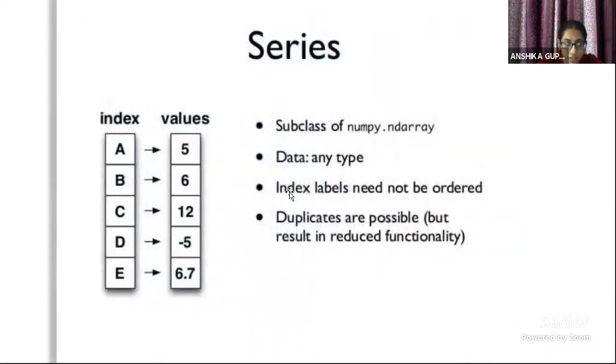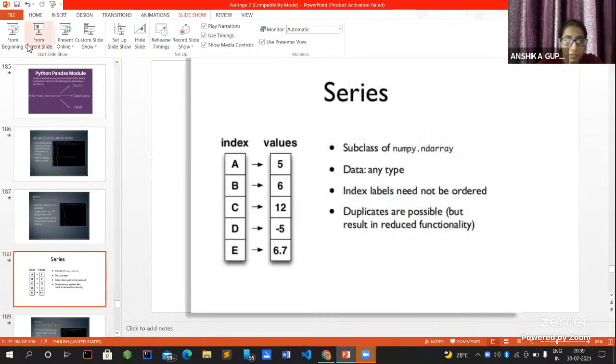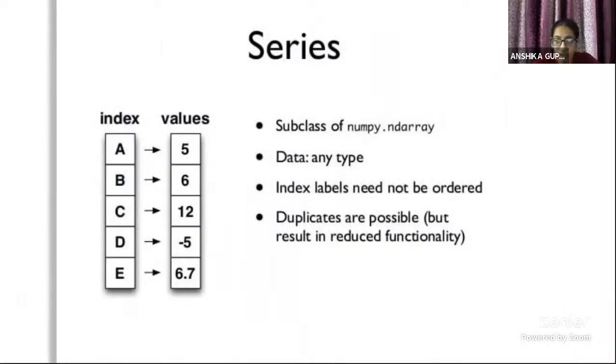Now, what happens when you have a series? Each series is a subclass of a NumPy array. Each series has a data type, any data type. Each series has an index label. Each series can have duplicate values and its own functionalities and object classes. Index labels do not need to be ordered, and all of this is possible with duplicate values.